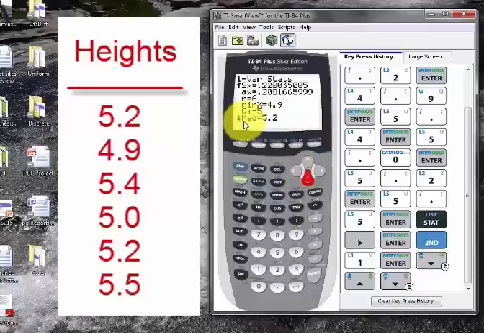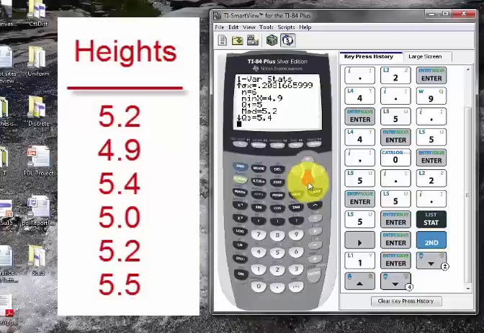MED does not stand for Club Med. This is the median, and the median was 5.2. Q3 is what's called the third quartile, and that's 5.4. And the maximum was 5.5. So the very tallest of all the giraffes was 5.5 meters tall.